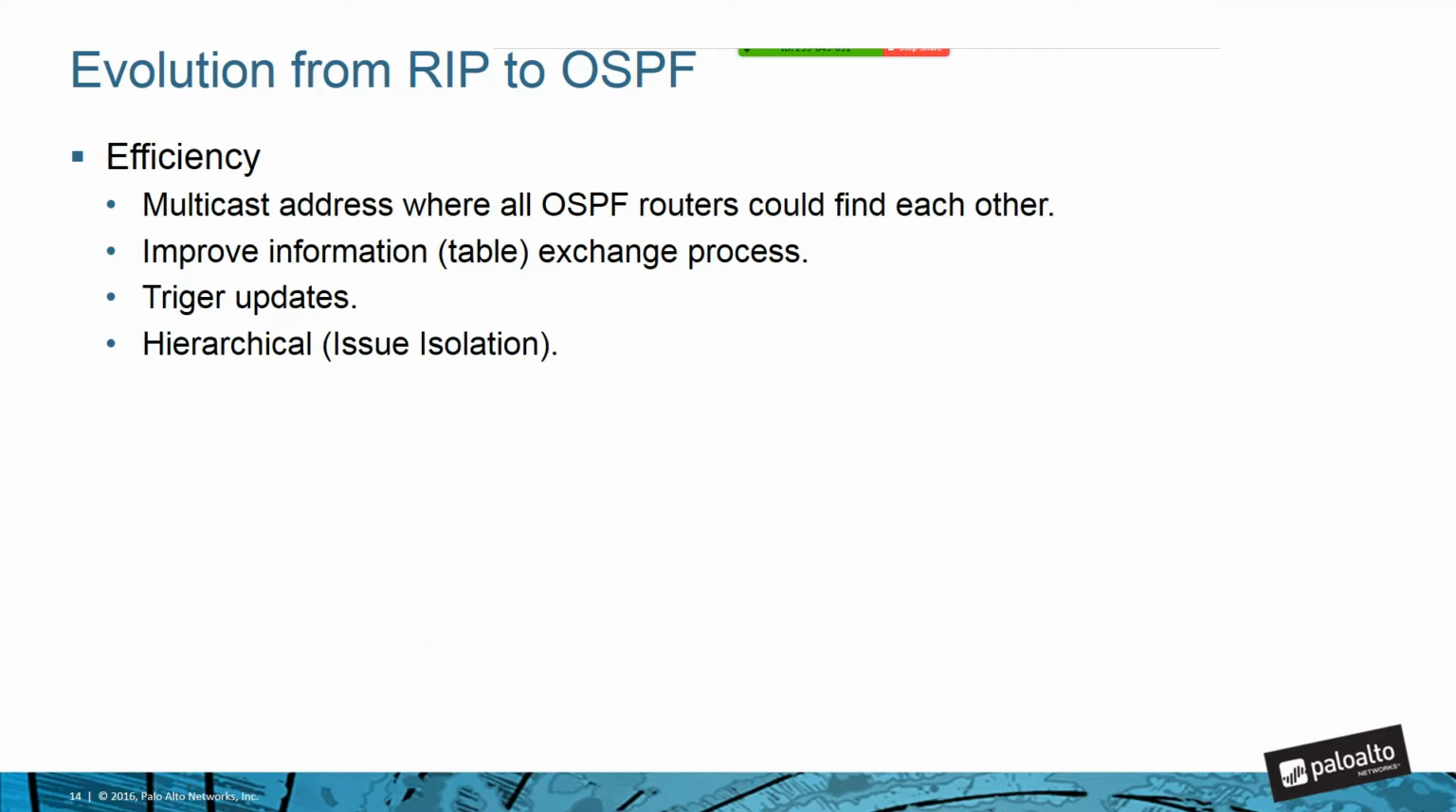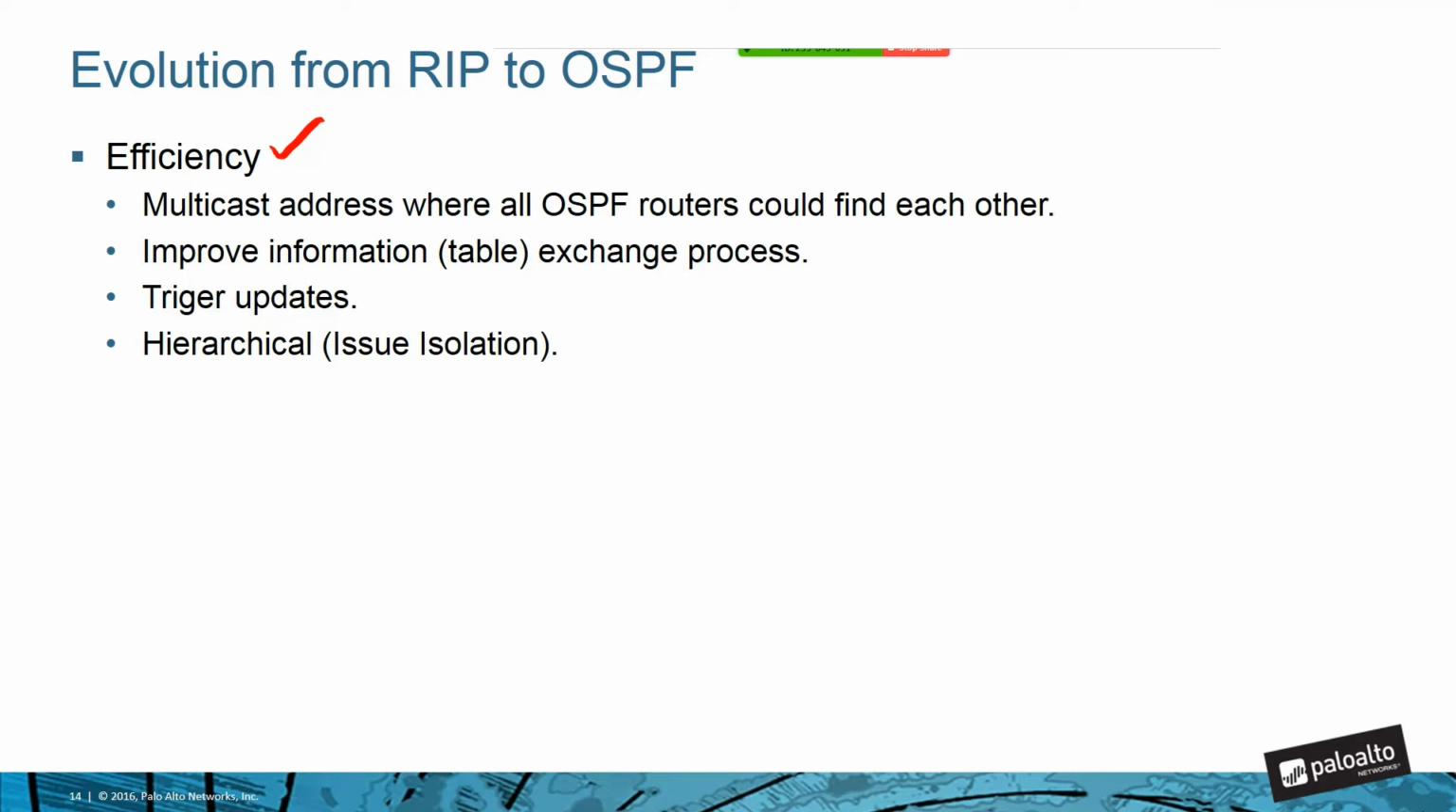Number one was the algorithm used to calculate routes, and number two was the constant updates, forced updates, whether there was a change in the network or not, with constant tables consuming bandwidth, which gets to be pretty expensive if you were to calculate that. So the core requirement behind OSPF was efficiency.